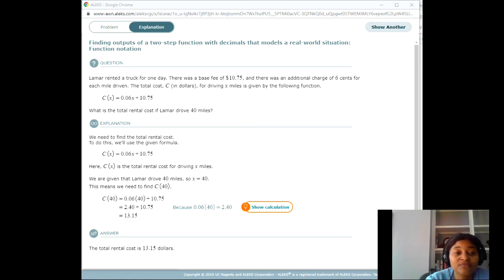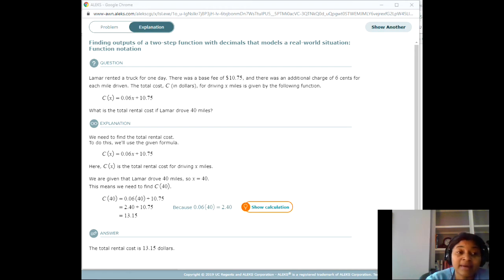So we have C, and then it has an X, and that simply means that we're going to have to put something in replace of X. Okay, so we have the 6 cents that was given in the problem. It said there was a charge of 6 cents for each mile driven. So that's where that 0.06 comes from. And then we have the $10.75, which was the base fee.